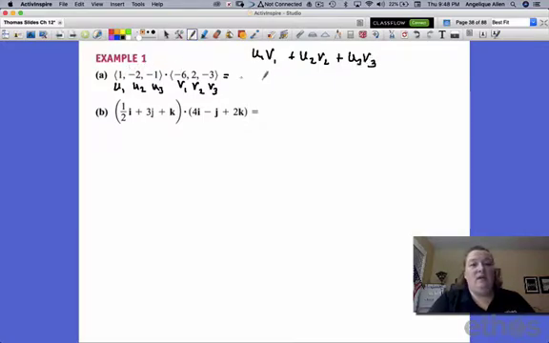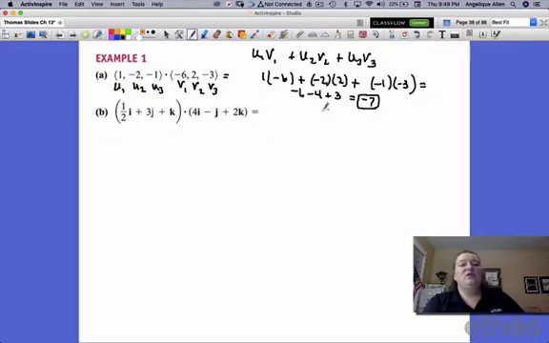So 1 times -6 plus -2 times 2 plus -1 times -3. So that's going to be -6 minus 4 plus 3, -10 plus 3 is -7. So certainly a simple calculation.